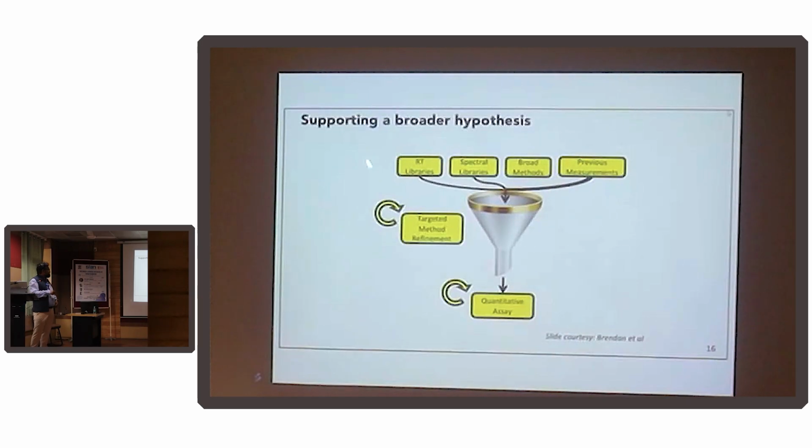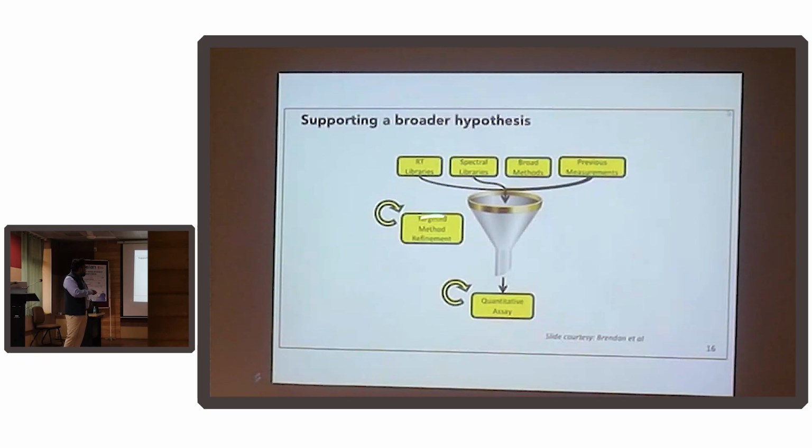There are a few methods by which you can do it. First is the RT libraries. What is RT? Retention time. Even a triple quadrupole works on the principle of chromatography, so we'll have something known as the retention time. Then you have the spectral libraries, the spectra that have been generated for each of your samples. Then you can use methods and previous measurements, and you do a lot of targeted method refinement.